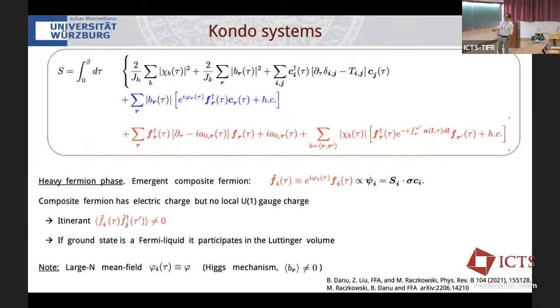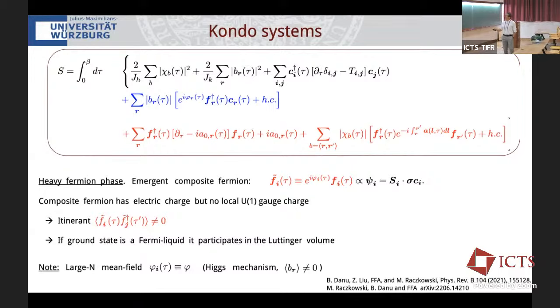And in the large N limit, because I told you that this goes adiabatically to the large N limit, what will happen is that this phase becomes stuck in space and time. And this is essentially a Higgs-type mechanism. So the Kondo heavy fermion phase corresponds to the Higgs mechanism for the U1 gauge theory.